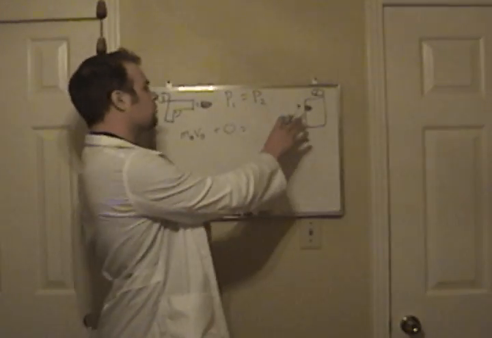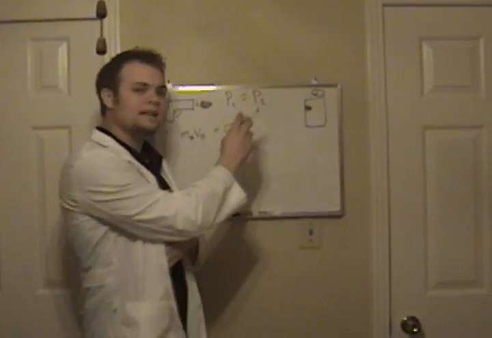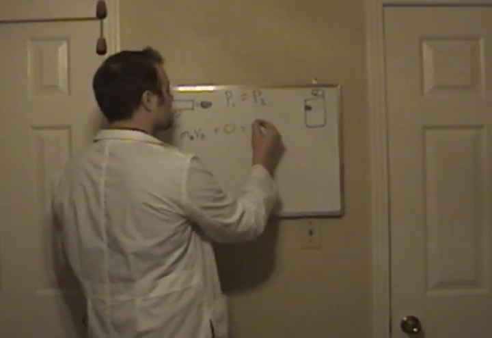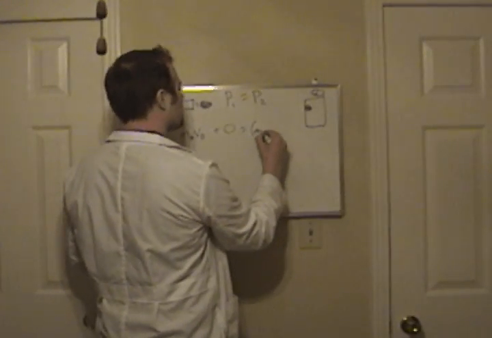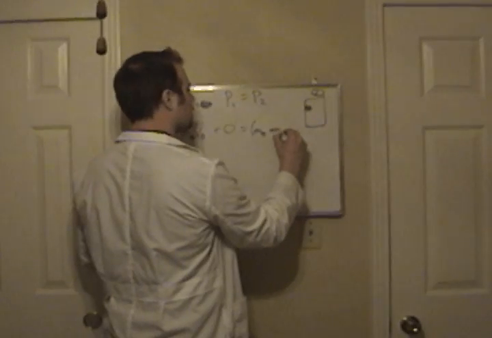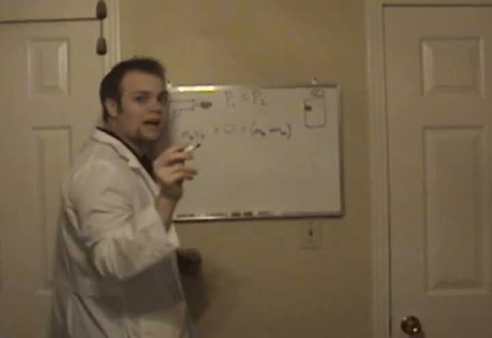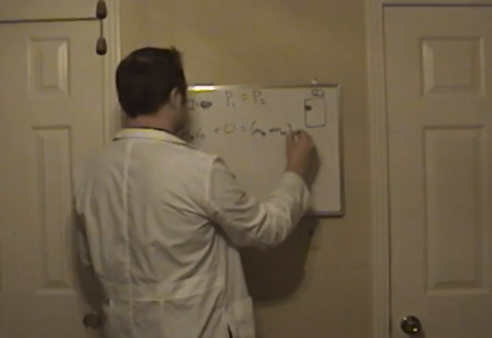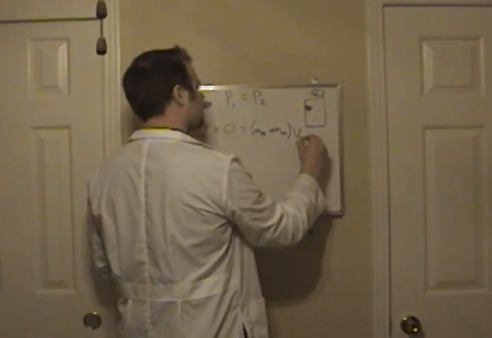At point 2, the bullet has embedded into the block of wood. So they are moving as one object. So we combine their masses. Mass of the bullet plus the mass of the block of wood. And we multiply that by the velocity that the block is moving at. Call that VW.